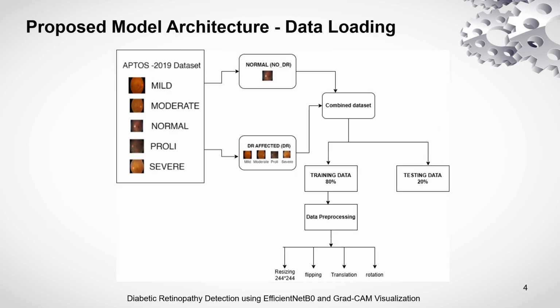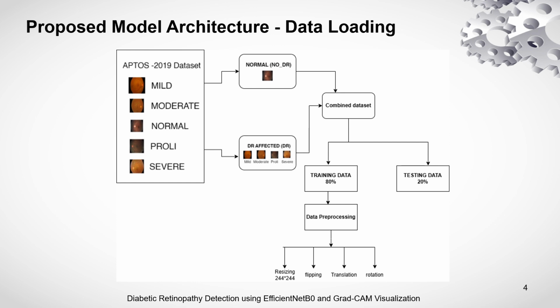So, the proposed model architecture. I've taken a data set that has both normal and DR affected images. I'm combining them and splitting the data set into two parts, training and testing. The testing is 20% and training is 80% of the data.